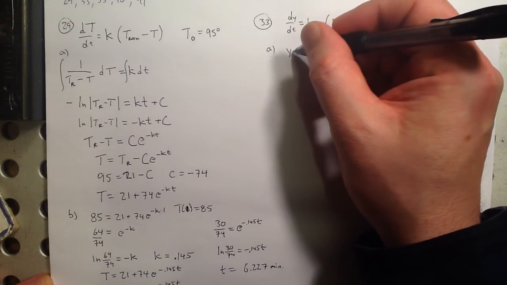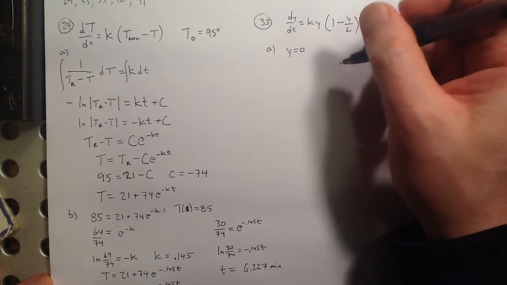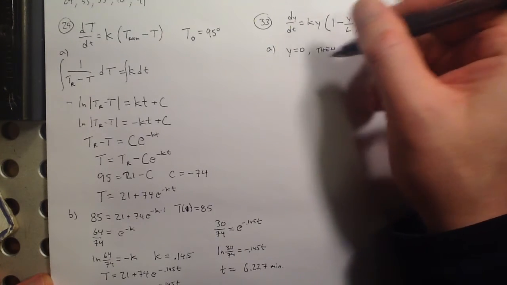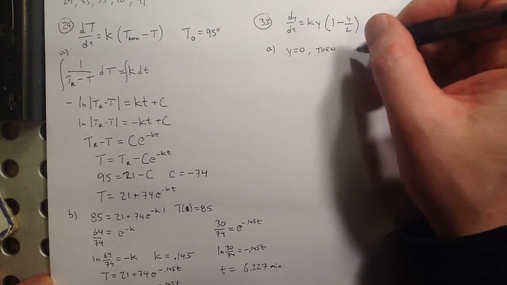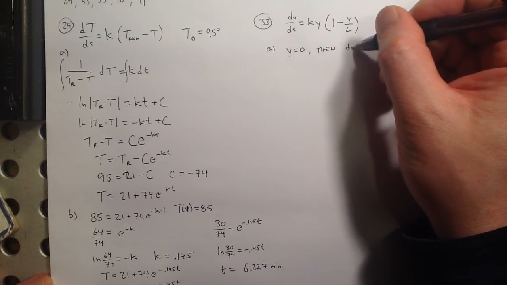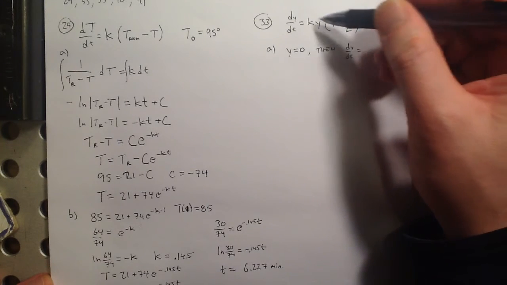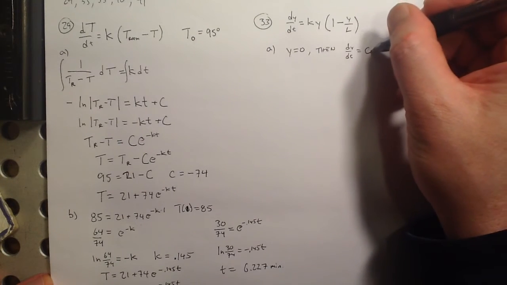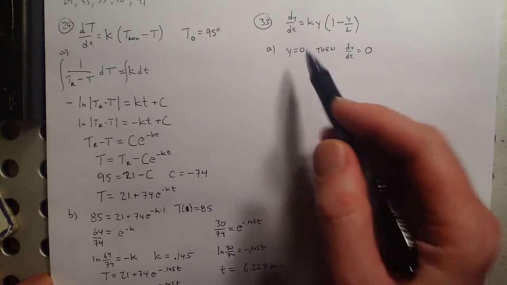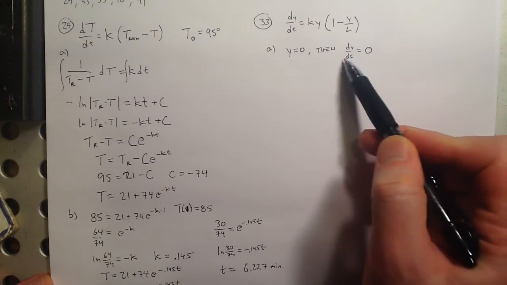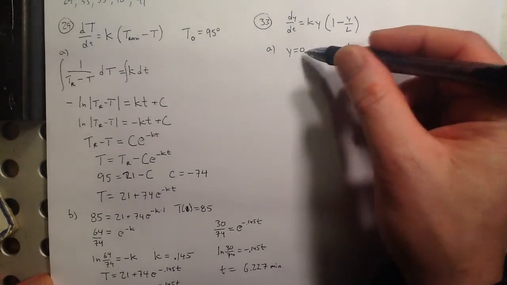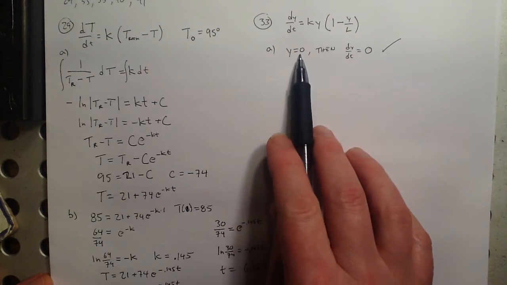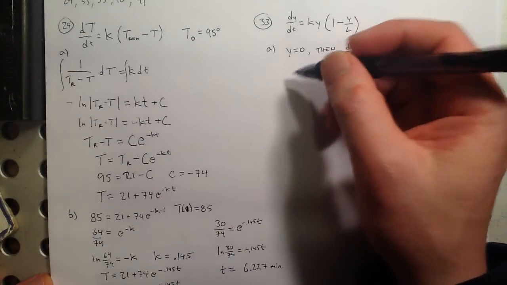So we'll do y equals 0 first. If y equals 0, then dy dt equals k times y. Well, y is 0, so that's going to be 0, so the whole thing's going to get knocked down to 0. So if the initial condition is 0, then the slope is just constantly 0. So that means we would just have a horizontal line at 0, because it starts at 0 and its slope is just 0 all the time.